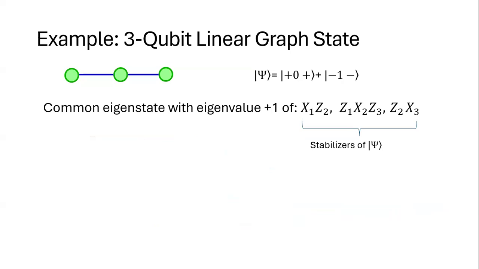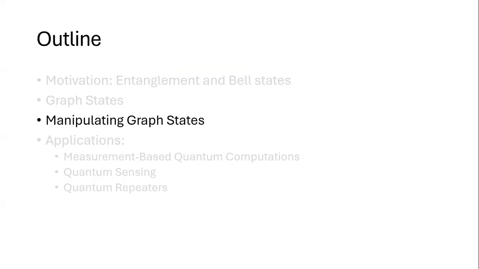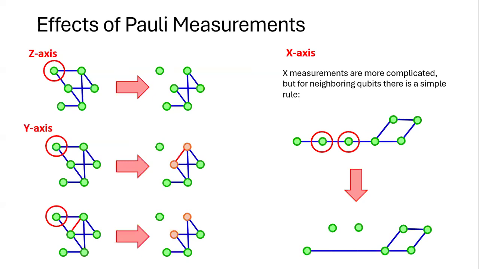Right. But so that was mainly about the definition of graph states, or how we can think about them in terms of those correlations, or now we're calling them stabilizers, which is the technical term. Now let's talk briefly about how we can manipulate graph states, specifically via measurements. So here's a picture of how measurements change graphs, right? So we're talking about single qubit measurements.